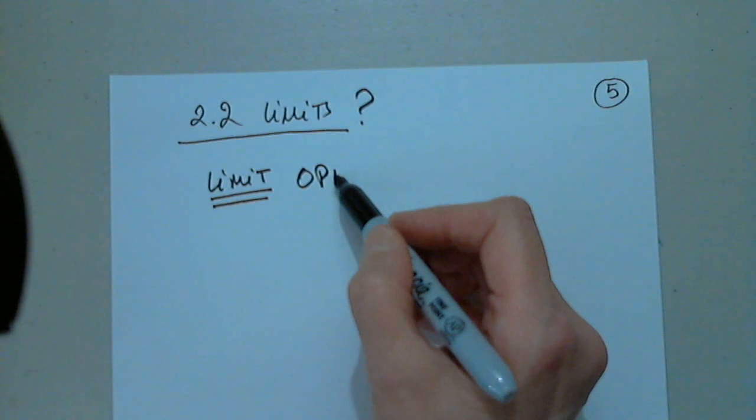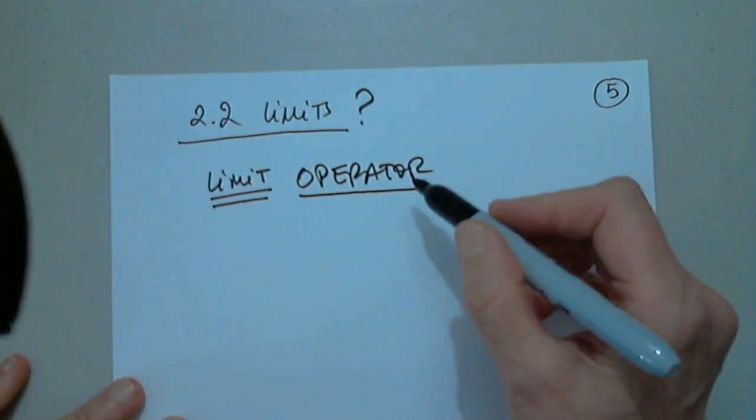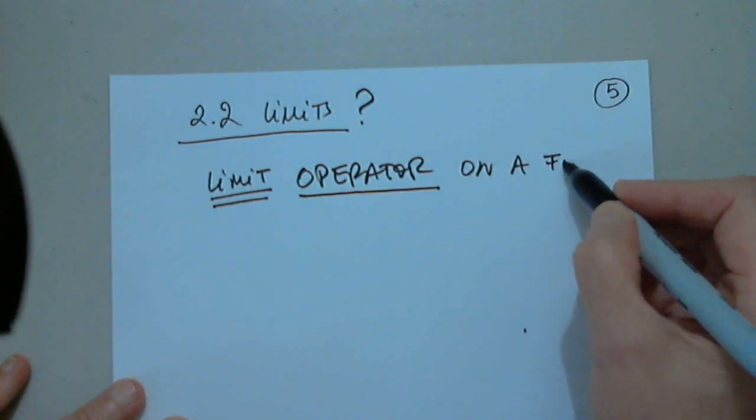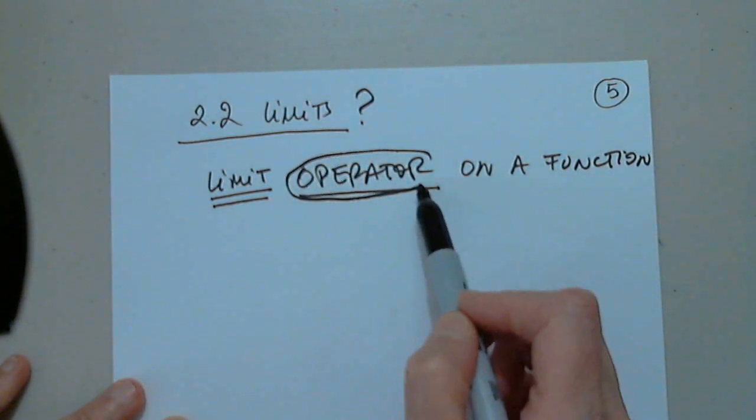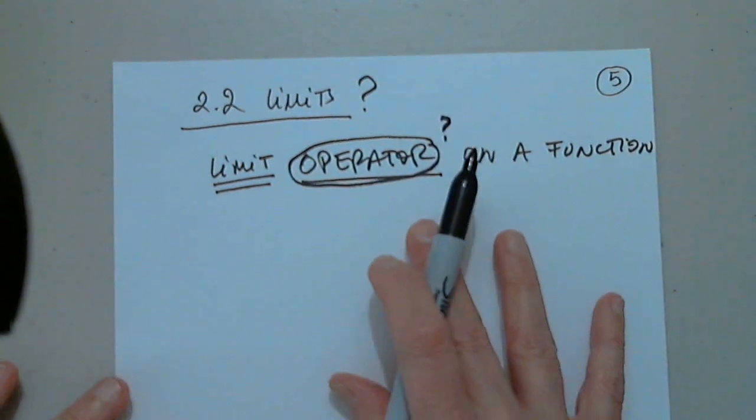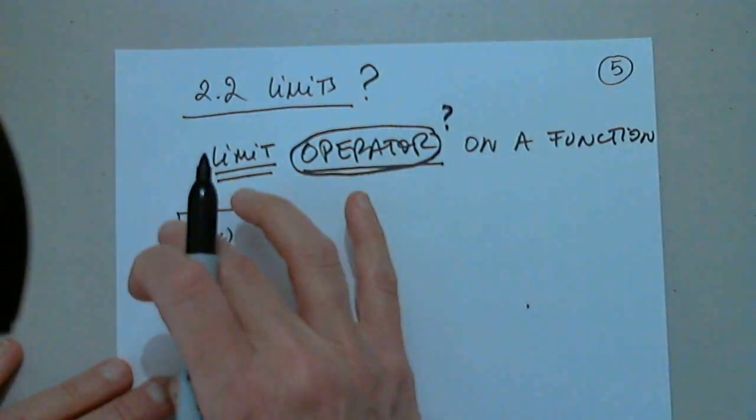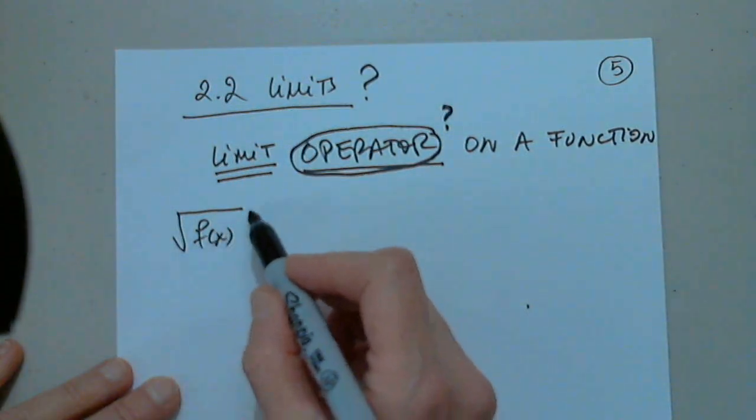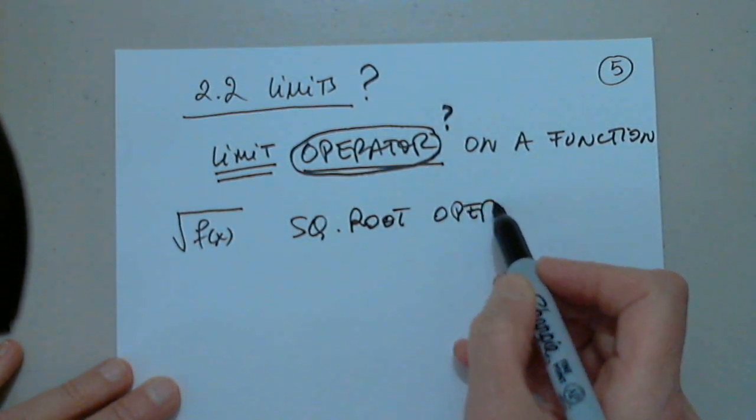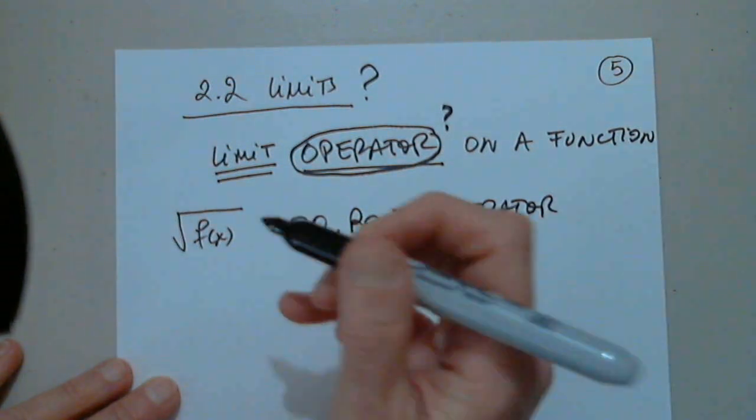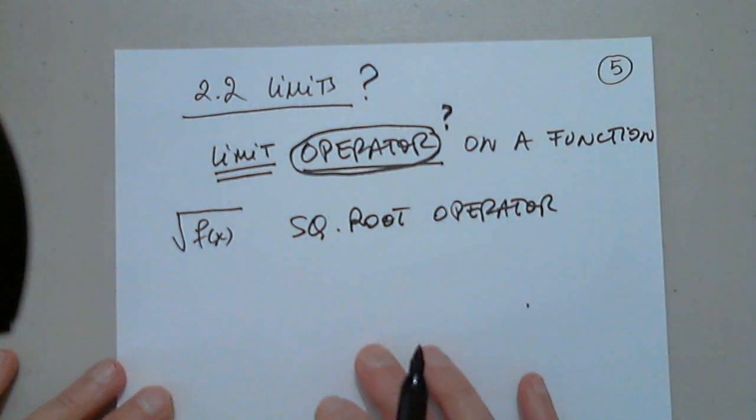I wanted to understand that the limit is an operator. What does an operator do? It operates on a function. What is this operator? What does it mean? Okay, so let's say I have the square root of f of x. This is an operator. This is the square root operator. It does something to a function. What does it do? It takes the square root.